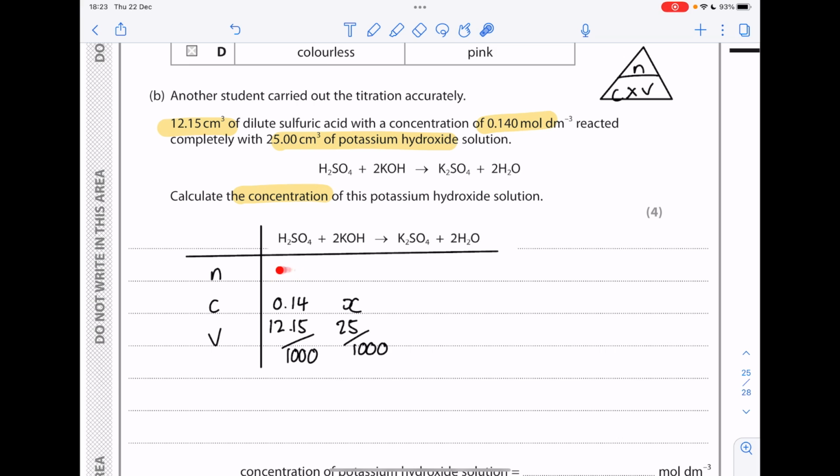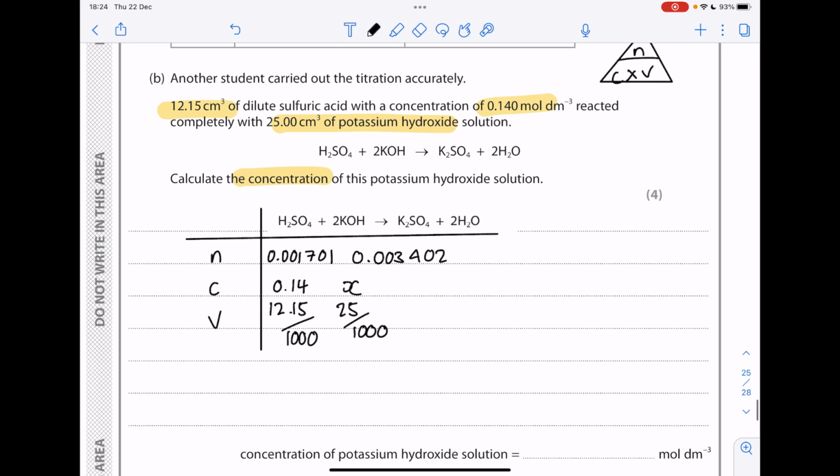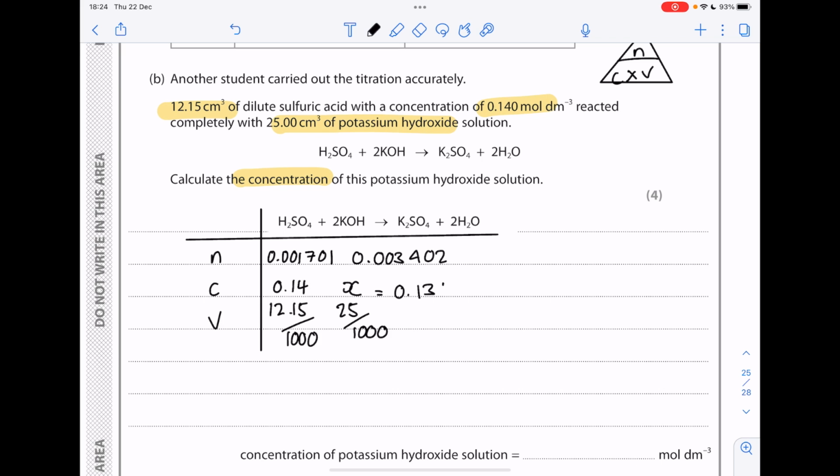Hopefully you can see that we have enough information here to find the number of moles of sulfuric acid. We do this by doing concentration times volume. So do 0.14 multiplied by brackets 12.15 divided by 1,000 to get 0.001701 moles. Check your mole ratio, it's 1 to 2, so we multiply that number by 2 to find the moles of potassium hydroxide. And then last step is to find the concentration by doing number of moles divided by volume. So X equals 0.136.